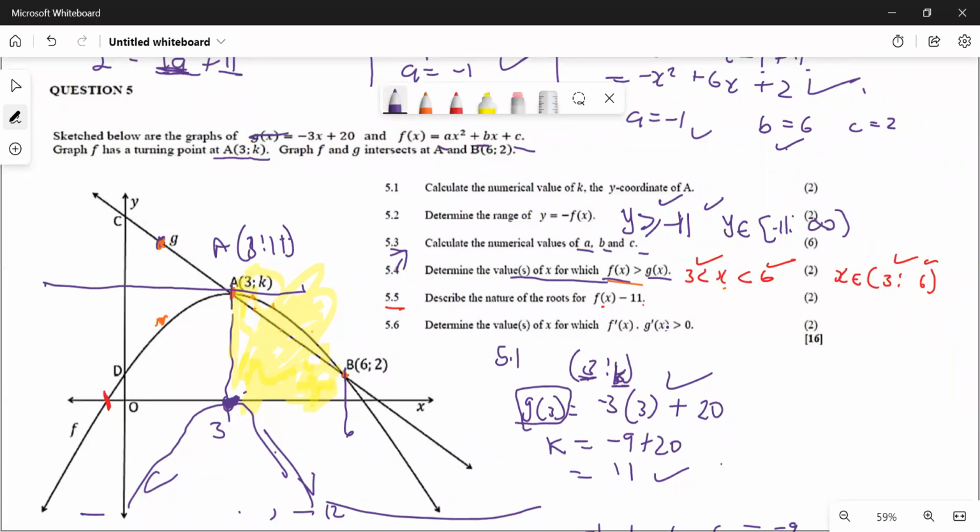Okay, we are going to the last one. Determine the values for which f prime of x multiplied by g prime of x is greater than 0.